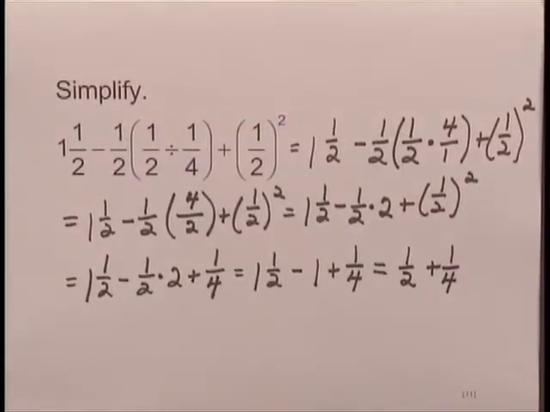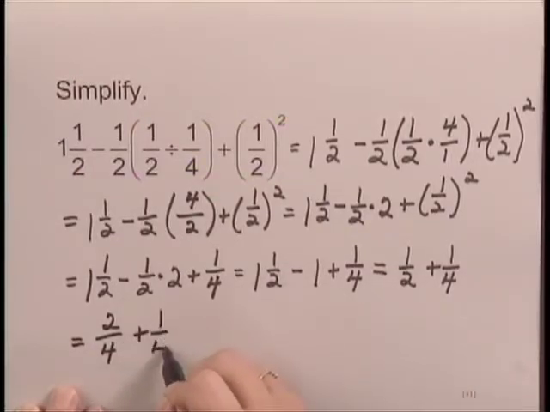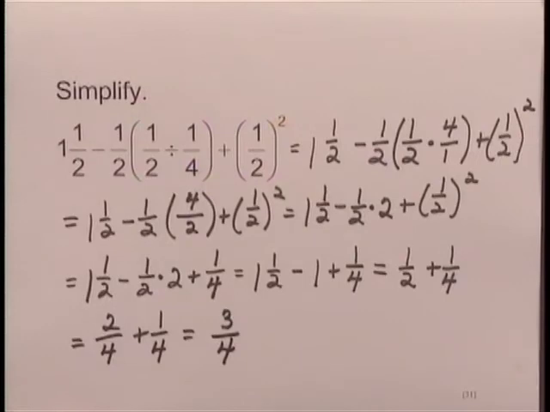Finally, I need to add 1/2 plus 1/4. To do so, I get a common denominator of 4 and write 1/2 as 2/4 plus 1/4. And my solution then would be 2 plus 1 over 4, or 3/4. And that's the simplified form of that expression.